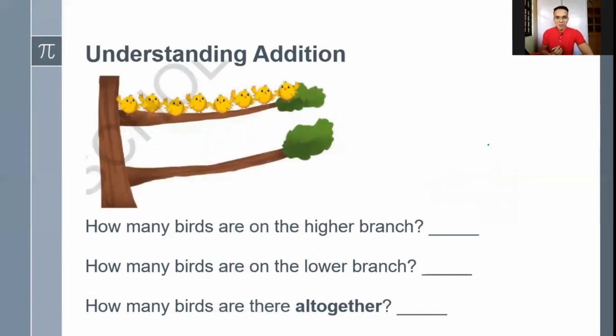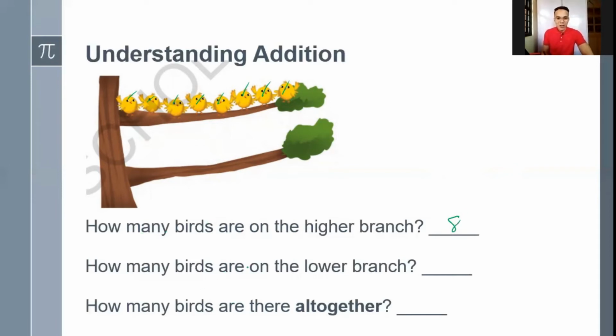Next example, we have birds again. We have some birds on the higher branch. We don't have any birds on the lower branch, right? So the question here is, how many birds are on the higher branch? Let's count. 1, 2, 3, 4, 5, 6, 7, 8. There are 8 birds on the higher branch.